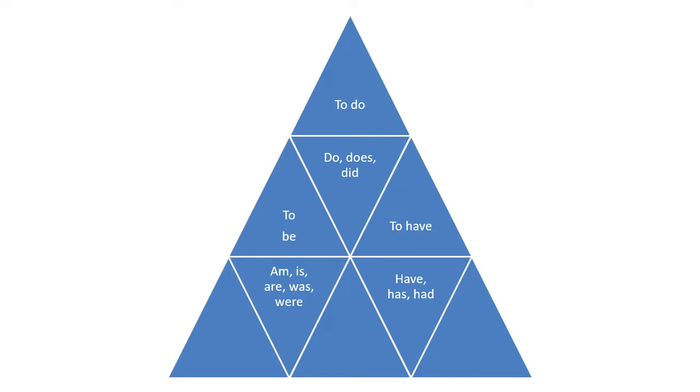Now friends, here you can see a triangle in which there are these three groups of primary auxiliaries. Primary auxiliaries are forms of verb to do, forms of verb to be, and forms of verb to have. You can see do, does, did are forms of verb to do. Am, is, are, was and were are the forms of verb to be. And have, has, had are the forms of verb to have.